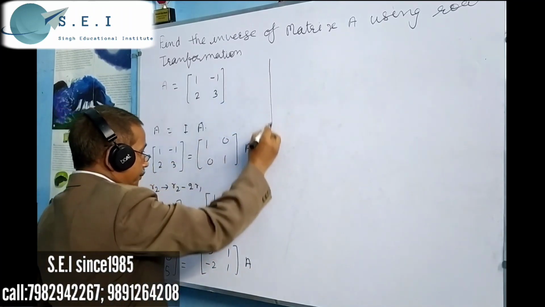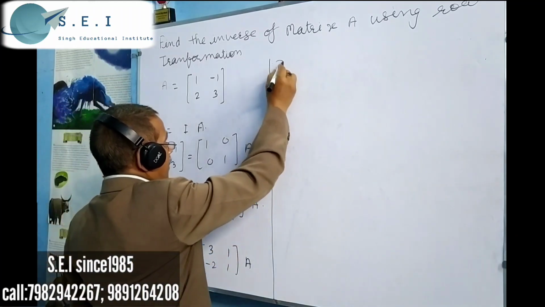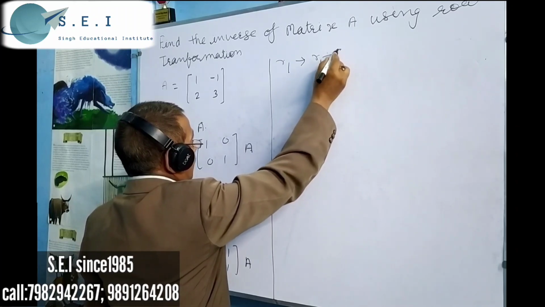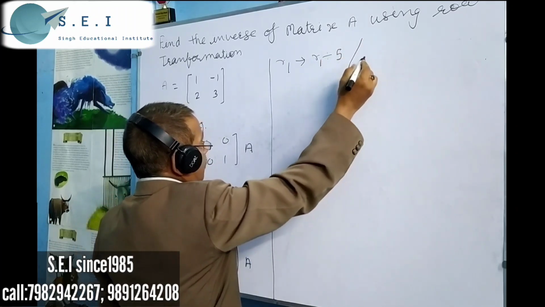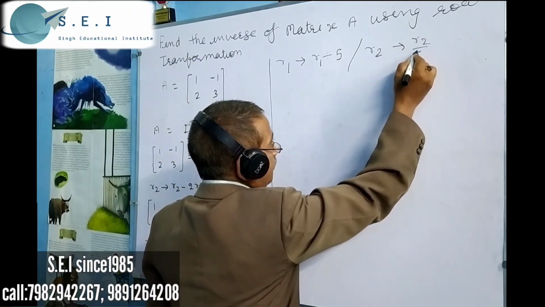Next, in the next step, we can write R1 is equal to R1 divided by 5. Also, R2 is equal to R2 divided by 5.